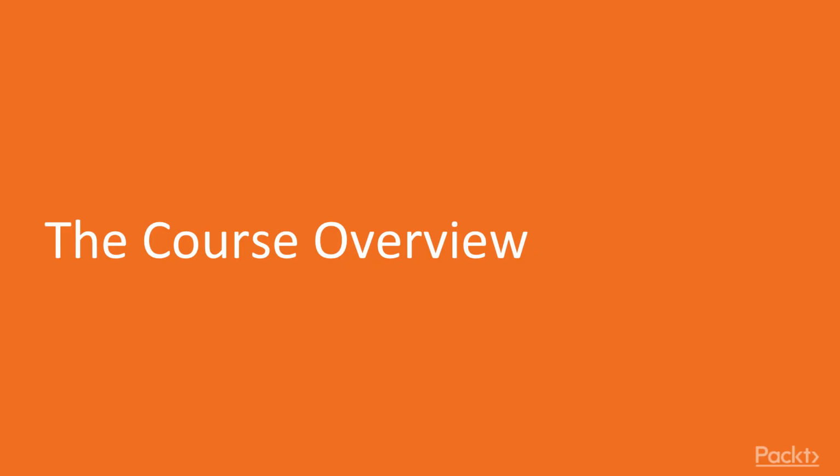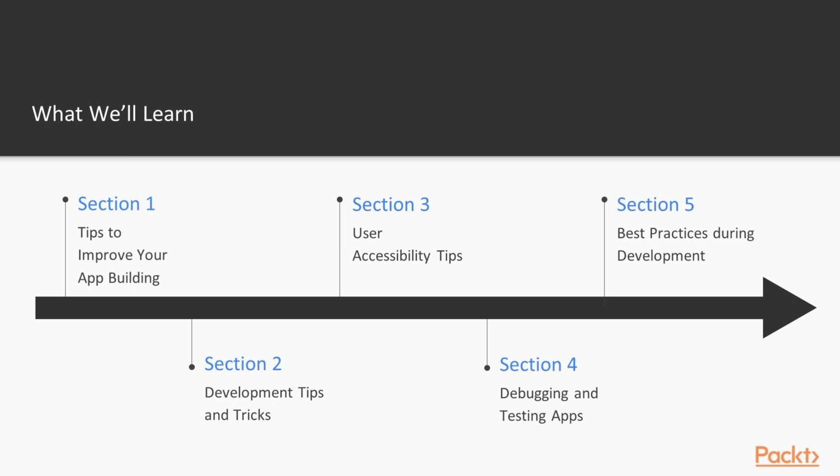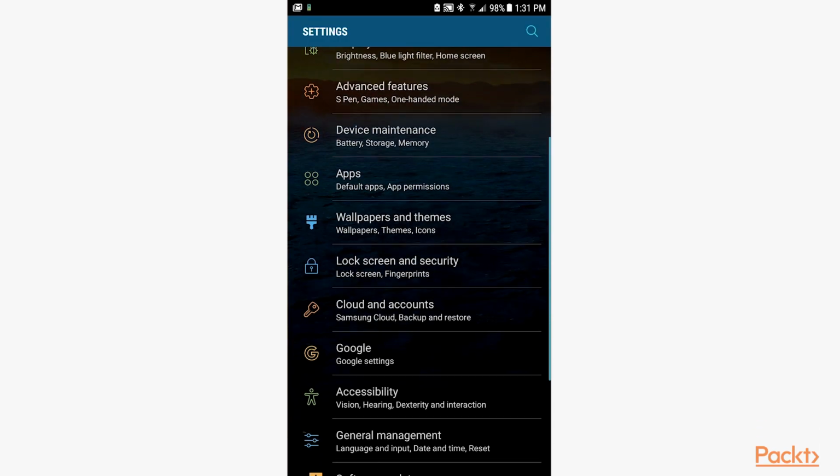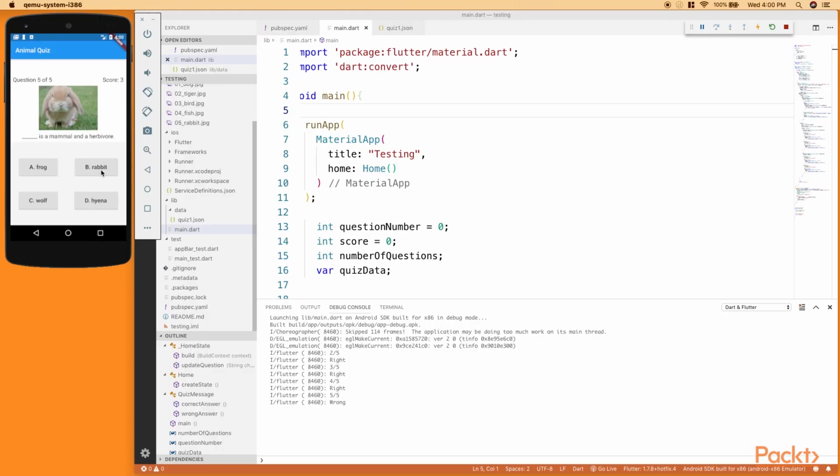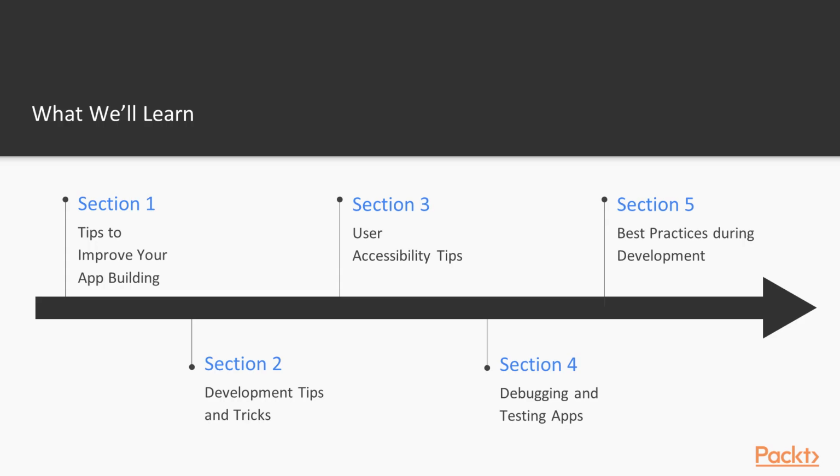The course is broken down into 5 sections. It is a practical, to the point guide with each section covering some exciting tips, tricks, and techniques for Flutter development. You will learn tips to improve your app building, learn development tips and tricks, learn user accessibility tips, learn how to debug, and learn deployment best practices.